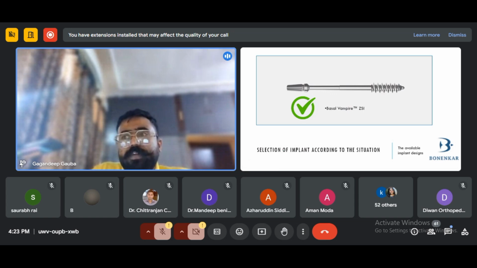So we have an implant for this also. This is a basal Vampire ZSI, zygomatic screw implant. These implants are available up to 60 millimeters in length and are very suitable for doing the zygomatic implants.